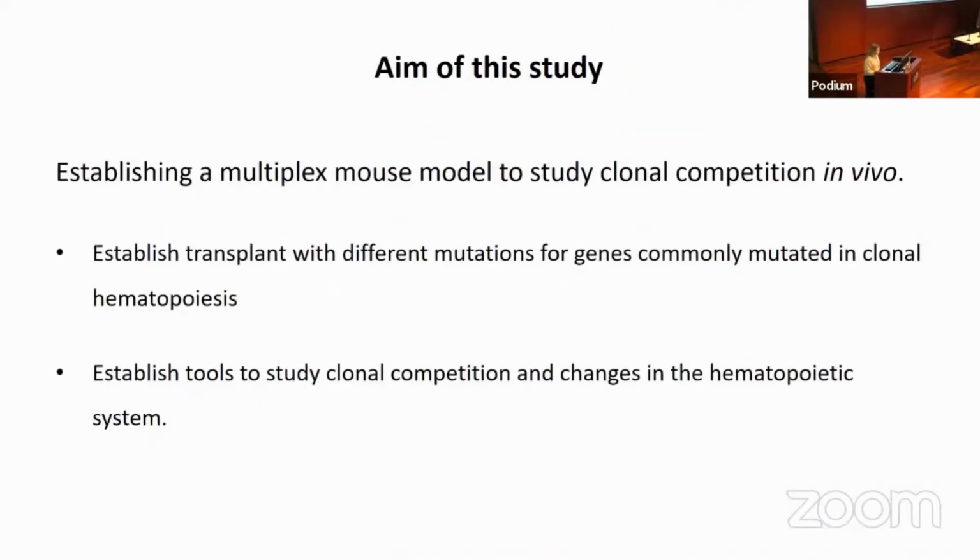The aim of our study is to establish a mouse model where we can study clonal competition in vivo. For that, we wanted to establish a transplant where we use different mutations to match clonal hematopoiesis that we found in humans, and use genes that are commonly mutated. After successfully establishing this transplant, we want to establish analysis tools to study the clonal competition and to monitor changes in the hematopoietic system.